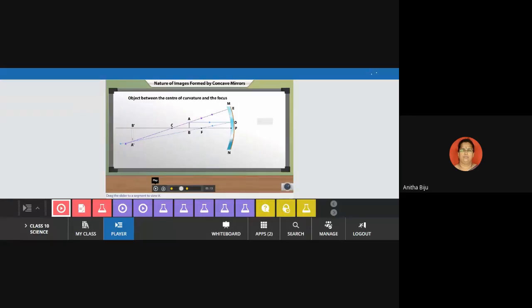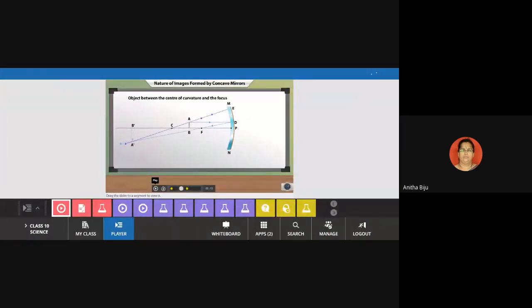When the object is placed between center of curvature and focus, you can use the symbols C and F. Image is formed beyond C. First point, that means location of the image: it is formed beyond C. Second point is, is it real and inverted or virtual and erect? It is real and inverted, isn't it? It is formed at the same side of the concave mirror.